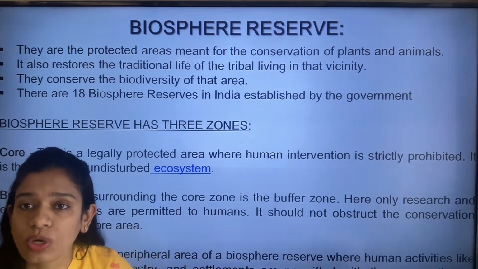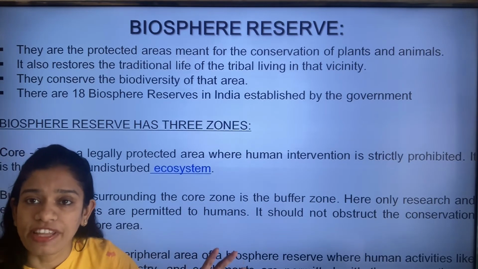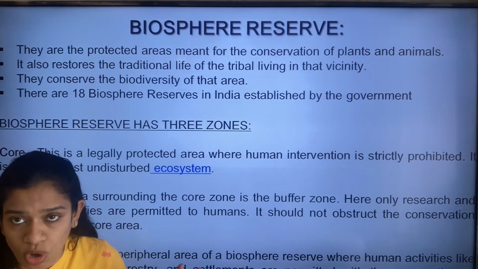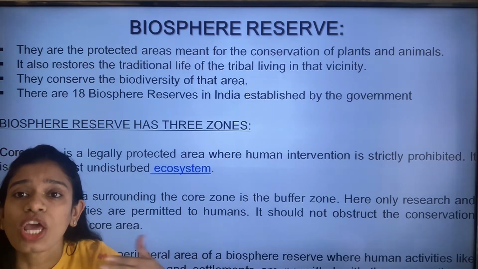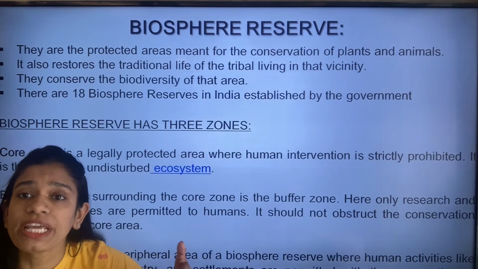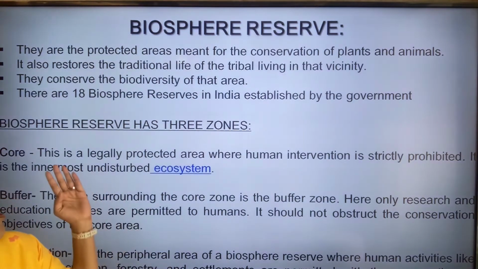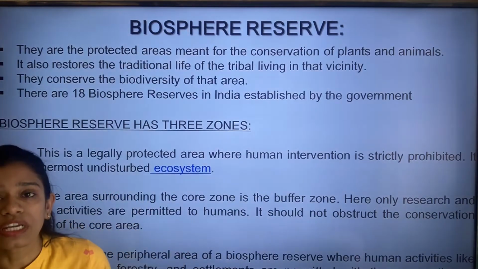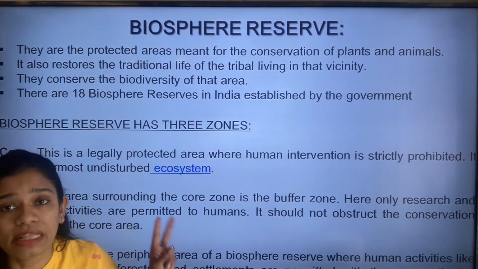Even the tribal populations in the local vicinity are also conserved, so that their population remains and they do not become extinct. So when we talk about a Biosphere Reserve, it's a huge area and it consists of 3 main zones.